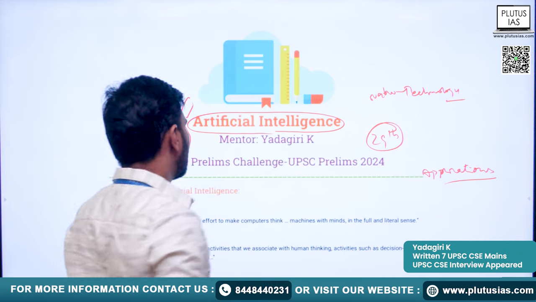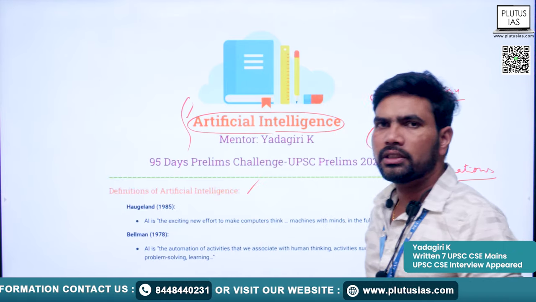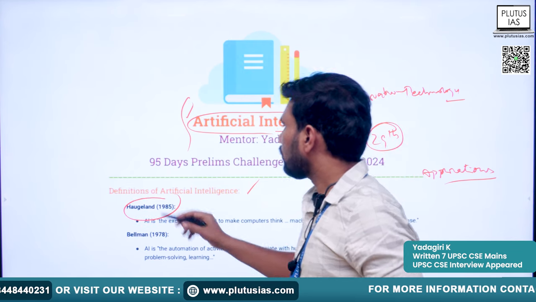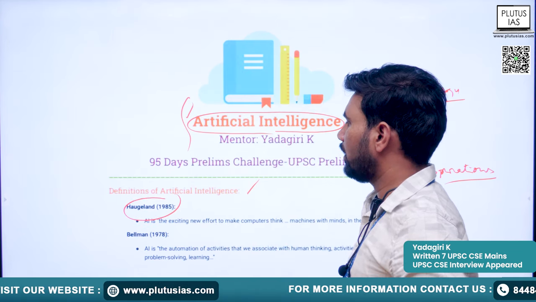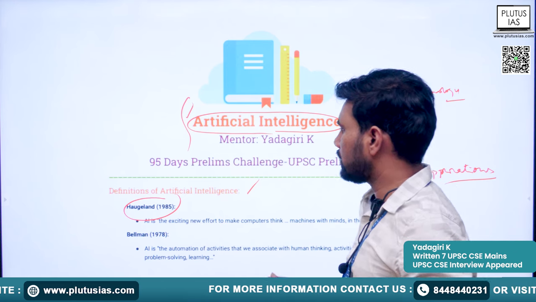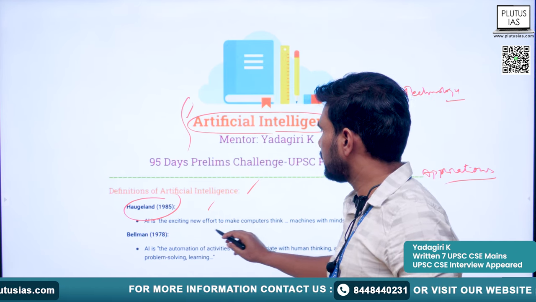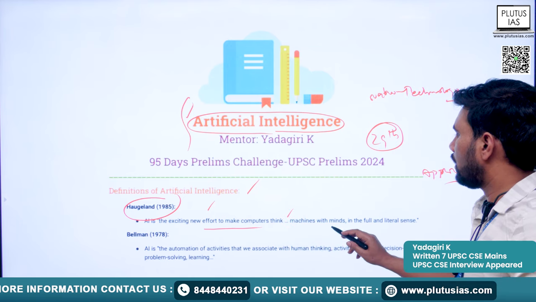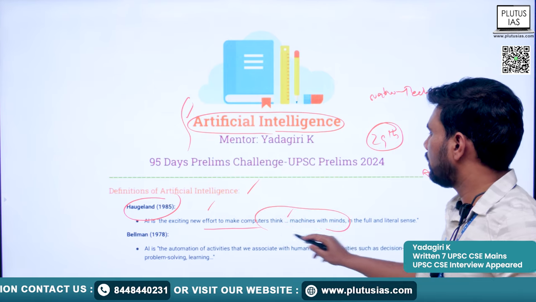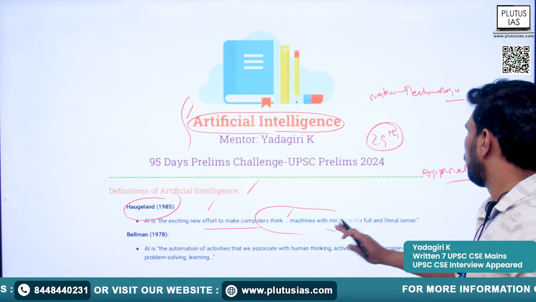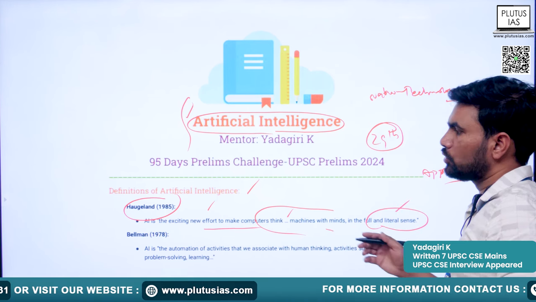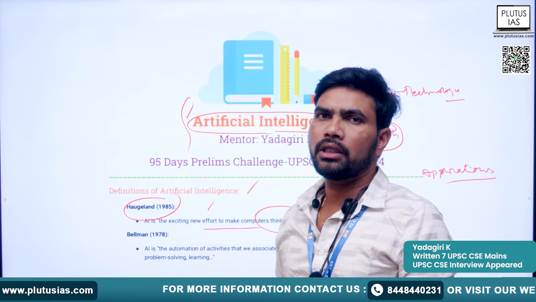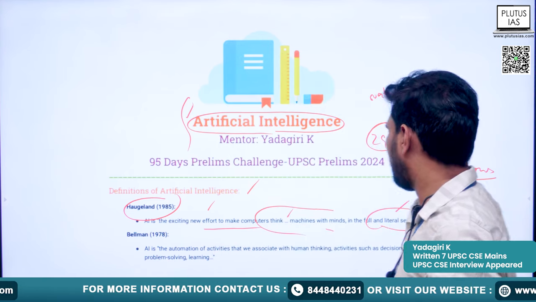First, we will try to understand the definitions of artificial intelligence. Ogland, in 1985, defined artificial intelligence as the exciting new effort to make computers think, machines with minds in the full and literal sense. So basically he is saying that making machines think, that is artificial intelligence, right?